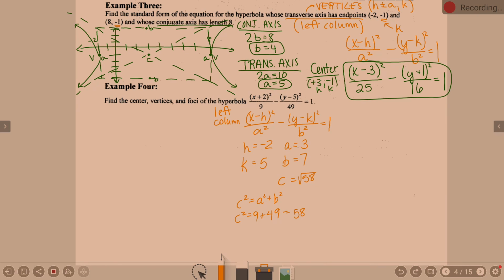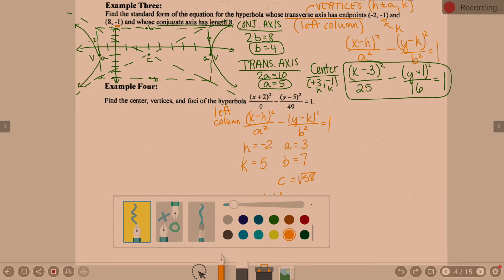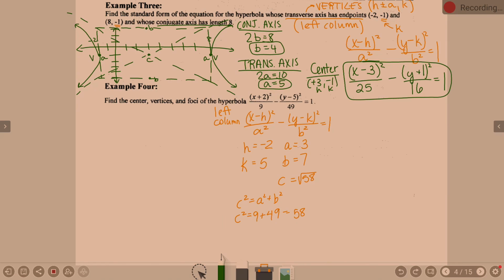Okay. Center. What you got for the center? Negative 2, 5, because our center, of course, is H and K.